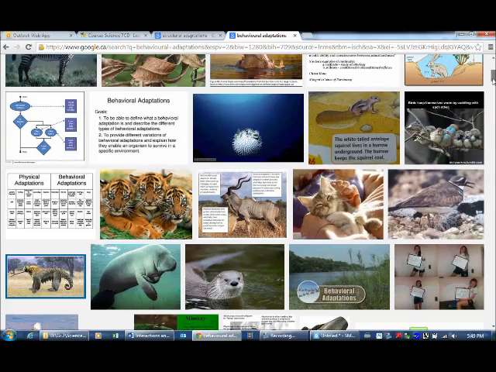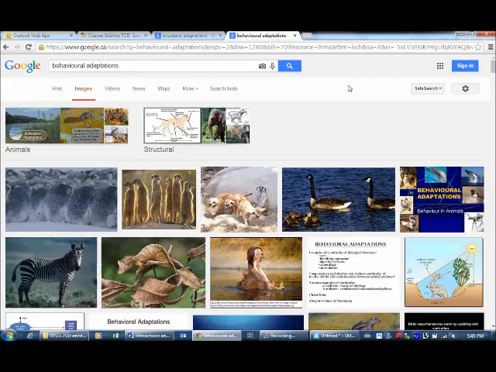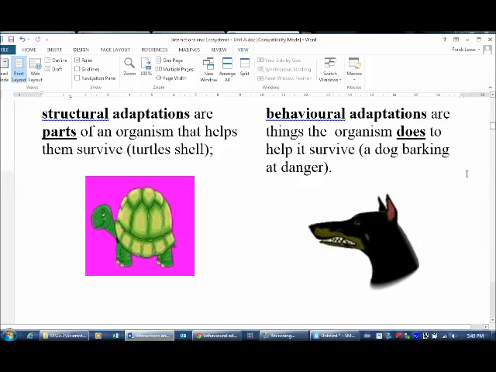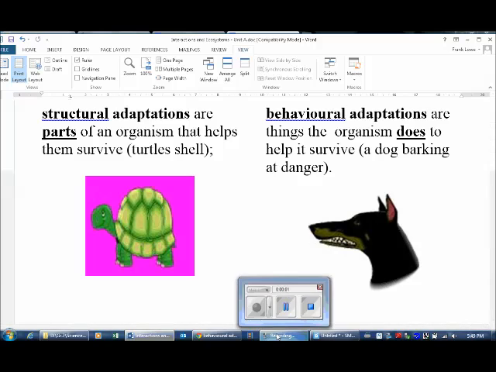Okay, so it's what organisms do that help them survive. That's a behavioral adaptation. Try and think of some examples yourself of behavioral and structural adaptations.